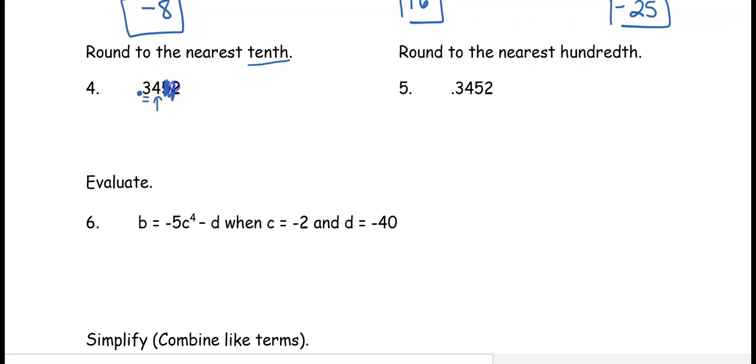So these numbers mean nothing. I look at the 4. If it's 4 or below, it's going to stay the same. If it's 5 or higher, I'm going to round it up. So for the next one, I want to round to the nearest hundredths position. That means my last number I'm going to write down is in the hundredths spot. I look to the number to the very right, which is a 5, which means it's going to round up. So this is going to round to 0.35.